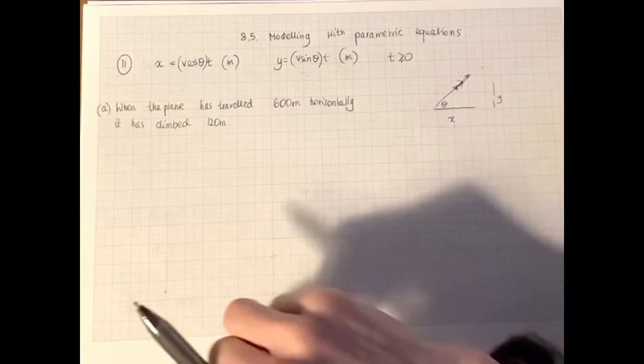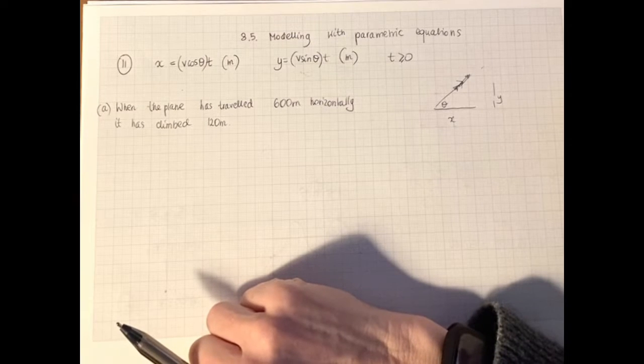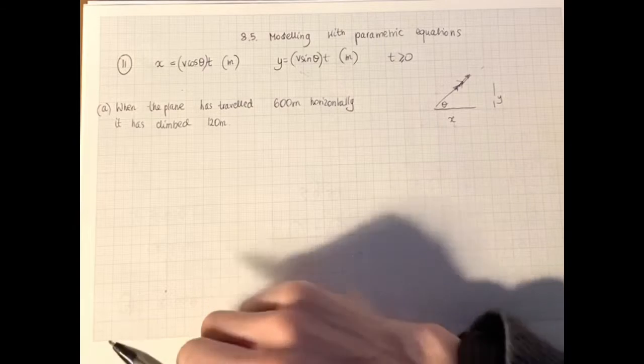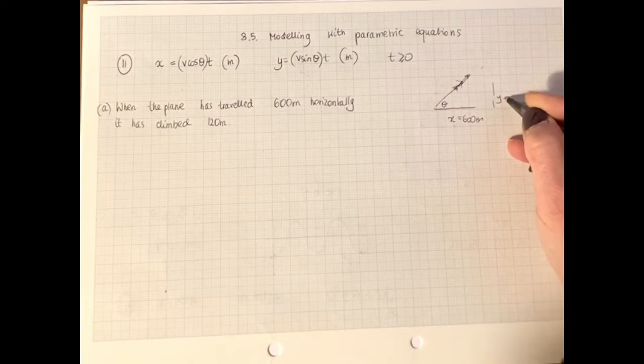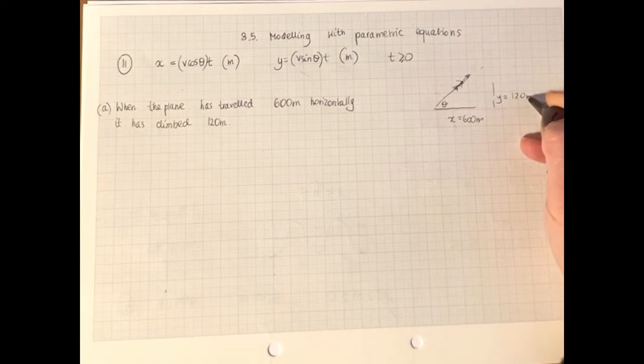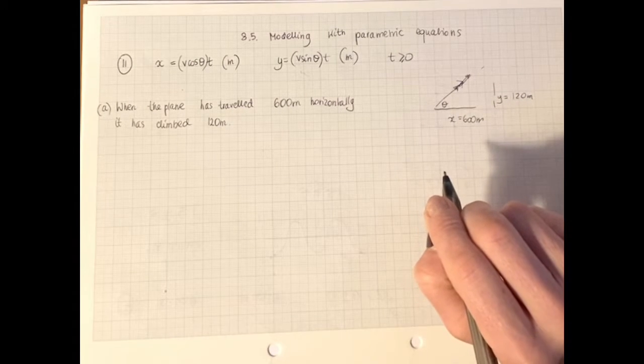So when the plane has travelled 600 meters horizontally, it has climbed 120 meters. So when it's gone 600 across, it has gone up 120 meters. Find the angle of elevation.